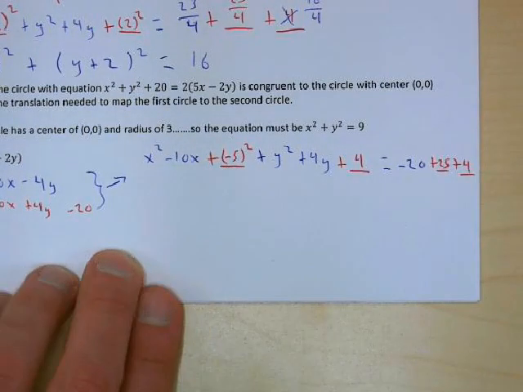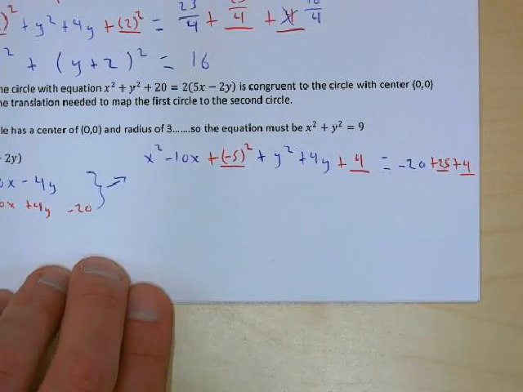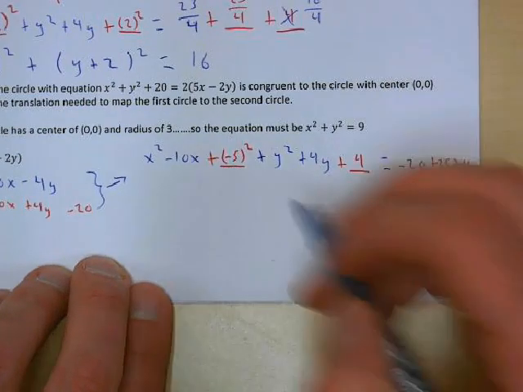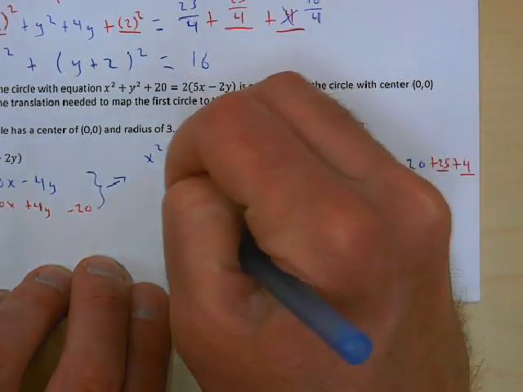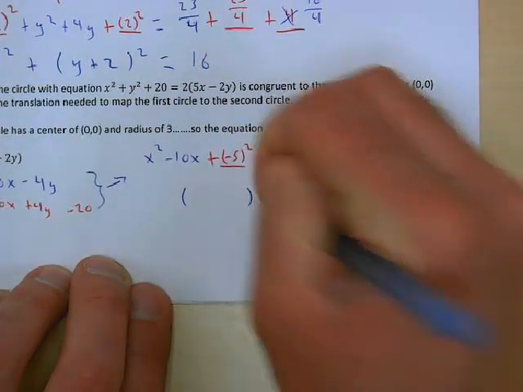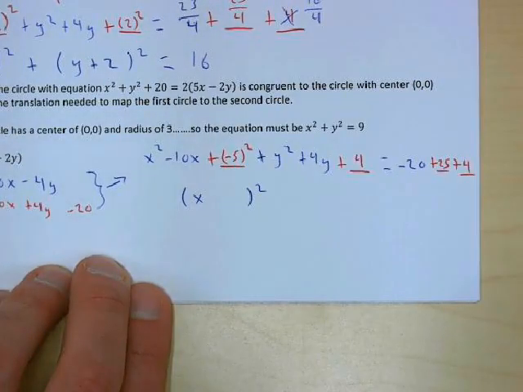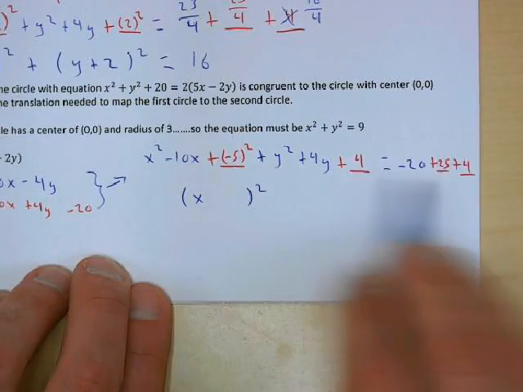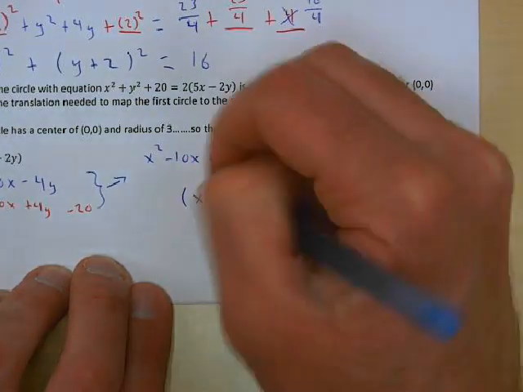It's just your preference. Okay, and then why did we write it like that? Well, now I can write this thing as a perfect square. This is going to be something with x in it squared, and then what goes in with the x? Well, what did we square to get 25? Negative 5, it's right there.